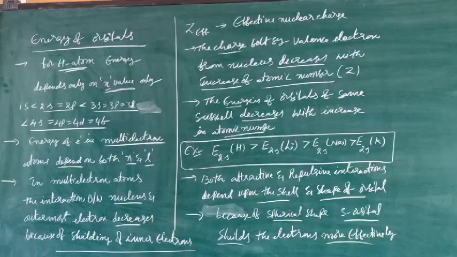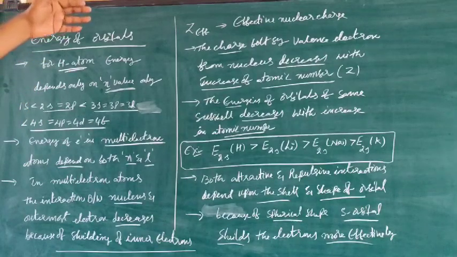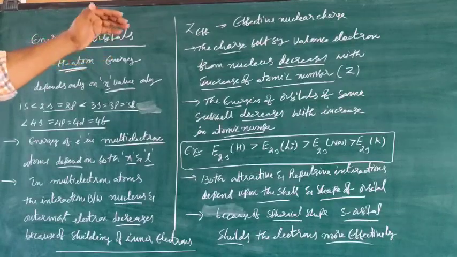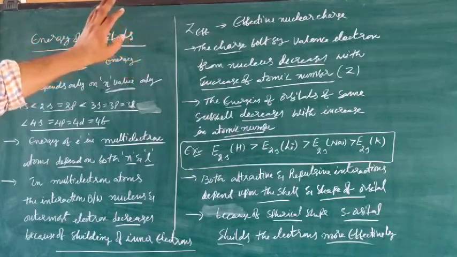As we move away from the nucleus, the interaction between the nucleus and the outermost electron decreases because of shielding by inner electrons. In between the nucleus and the outer electron, there may be some inner electrons. They can show some shielding effect or screening effect. Because of that shielding or screening effect, the nuclear attraction between the nucleus and the outermost electron decreases. That can be calculated by Z effective. Z effective means effective nuclear charge. The charge felt by the valence electron from the nucleus decreases with increase of atomic number.